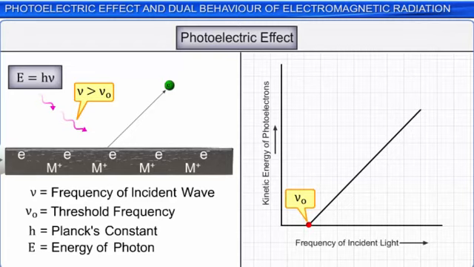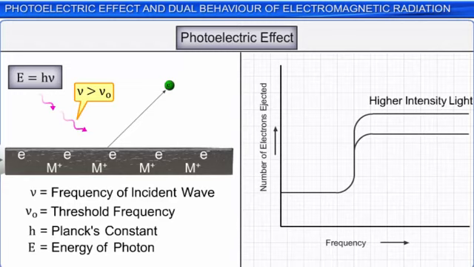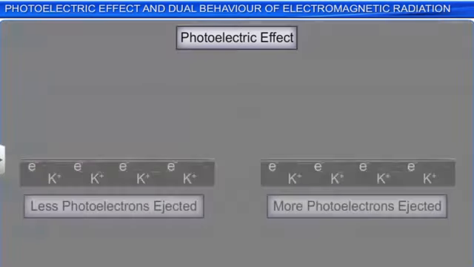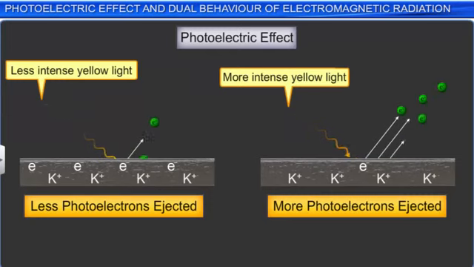Lastly, greater is the intensity of incident light, or the number of photons that strike a metal, greater is the number of electrons ejected. For example, when more and less intense yellow light is made to shine on potassium metal separately, then relatively more electrons will be ejected from the potassium metal irradiated with high intensity yellow light.